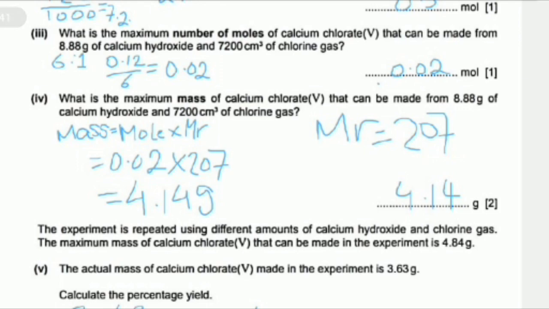In this question, I'm going to use this equation. Mass is equal to moles multiplied by molar mass. So the molar mass is 207. You have to find it out by yourself, and then take the 0.02 moles from the previous part and multiply it by 207, and you'll get 4.14 grams. And here we go, it's done.